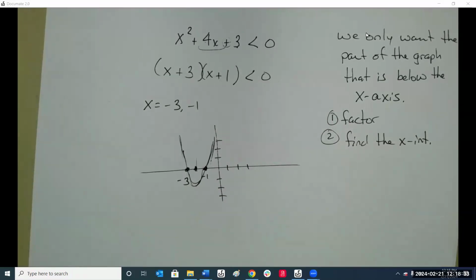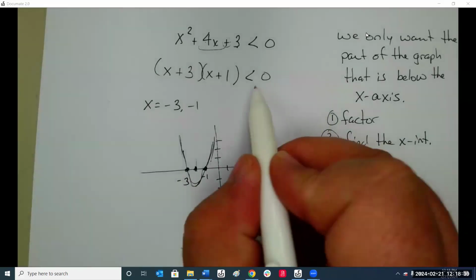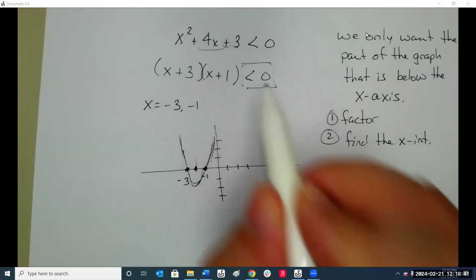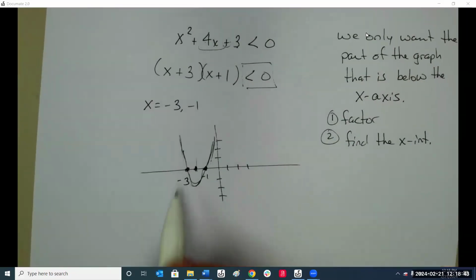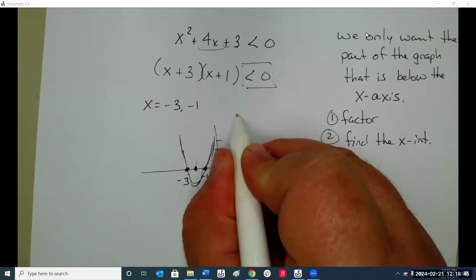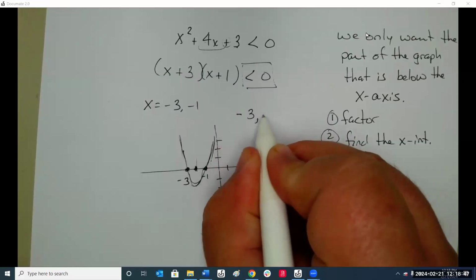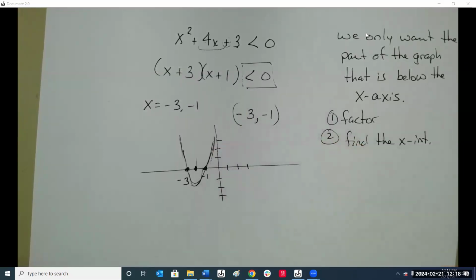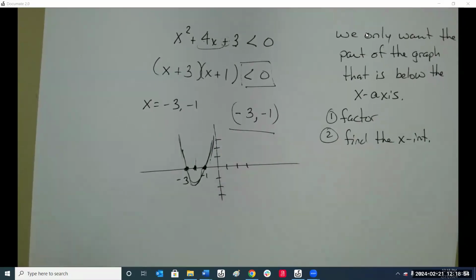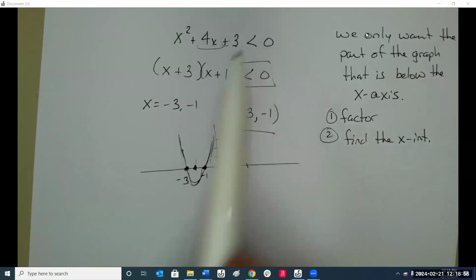At this point, we don't have to go any further. We don't need the rest of the graph because, since we know the end behavior, we only want the part of the graph that's below the x-axis. So our solution is that. This is the domain where our function is less than 0. That's what we're looking for.